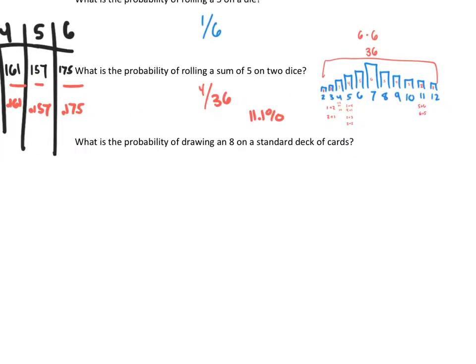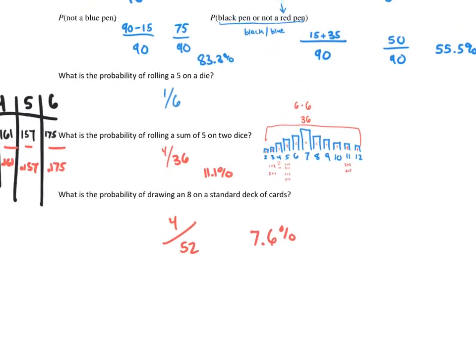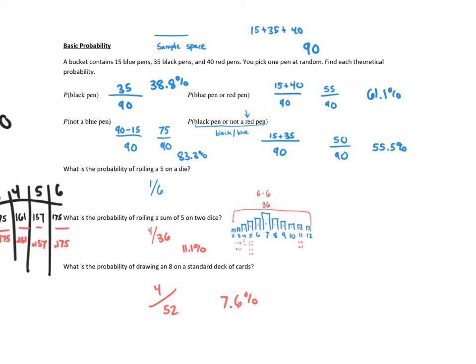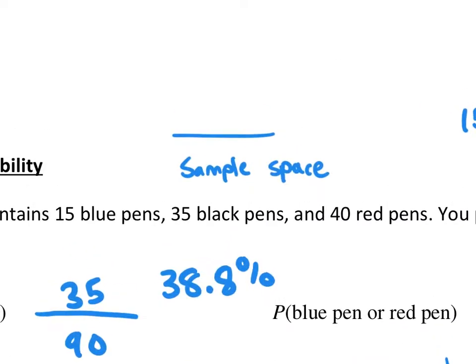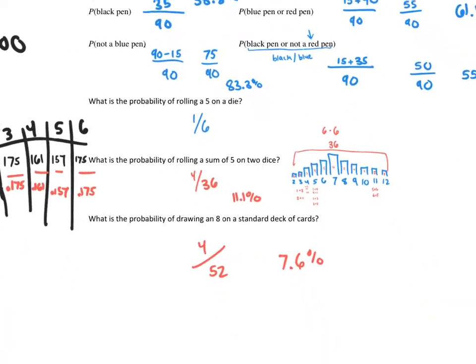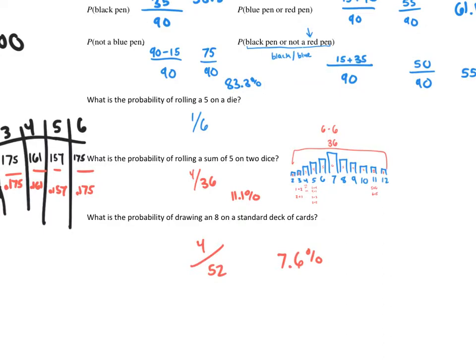And you can do theoretical probability with cards as well. What's the probability of drawing an 8 on a standard deck of cards? A standard deck of cards has 52 cards, so that's going to be our sample space. And there's actually 4 8s in the deck. So if you were really trying to draw an 8, 4 over 52 is a 7.6% chance. So that's theoretical probability. It's all about finding your sample space and then making your numerator what you need or what you're trying to accomplish.